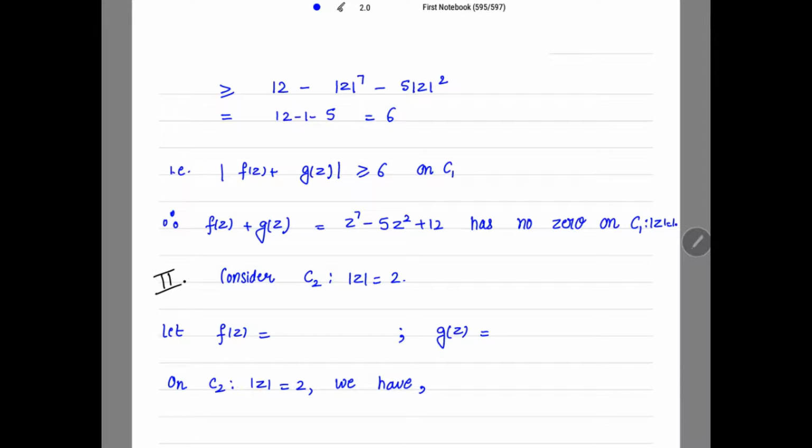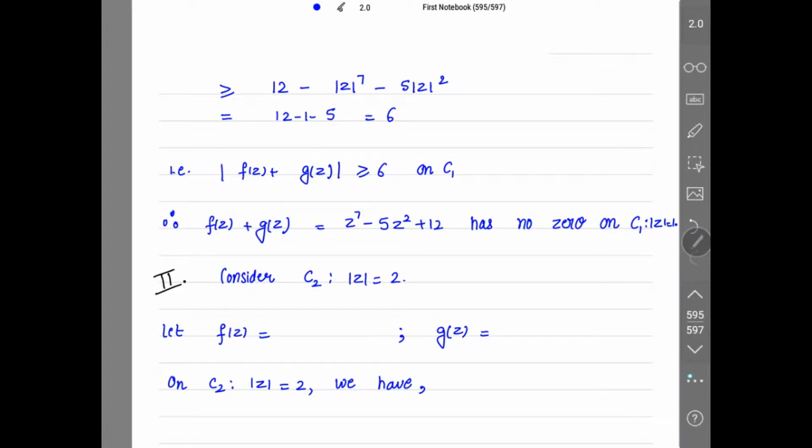There is no root. Now the first circle is over. Now we consider the second one, that is C2, which is mod z is equal to 2. Here also we have to apply Rouche's theorem to get the roots. Now because the example says that I have to show that all the roots of the given polynomial lie between the circles. All the roots means all the 7 roots, right?